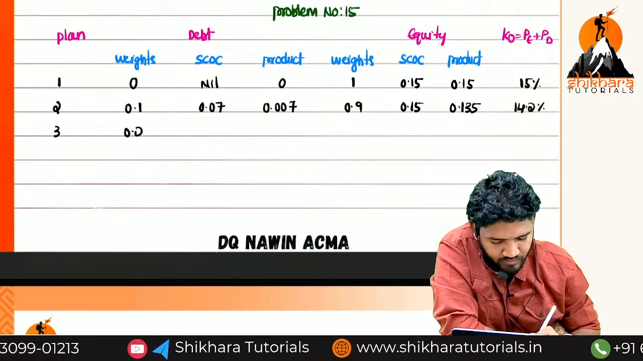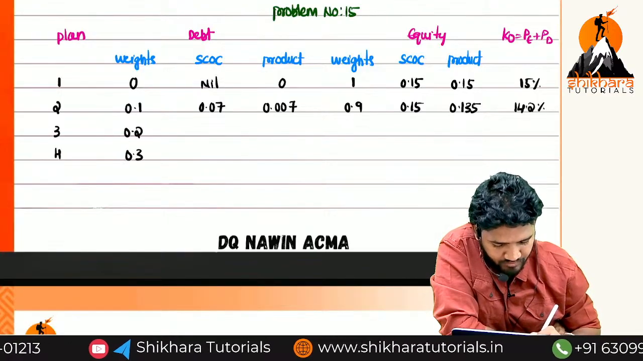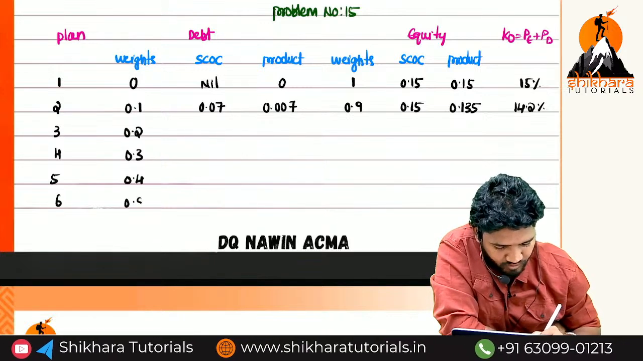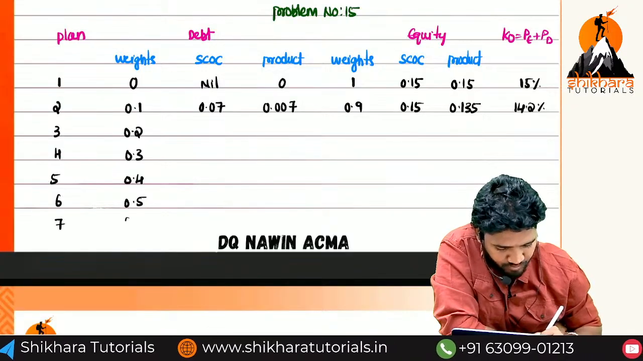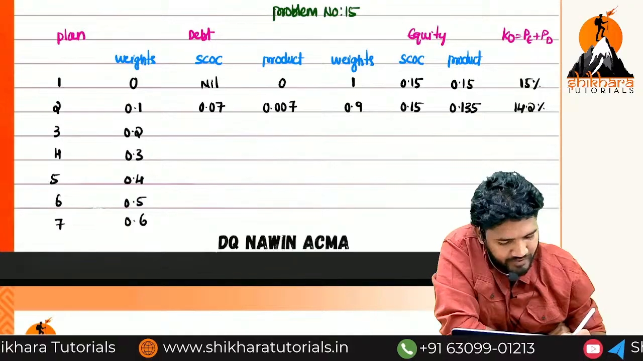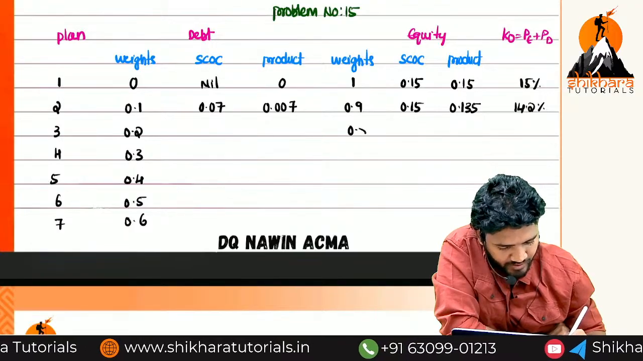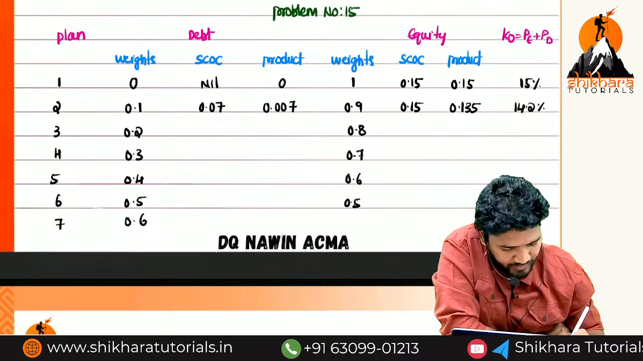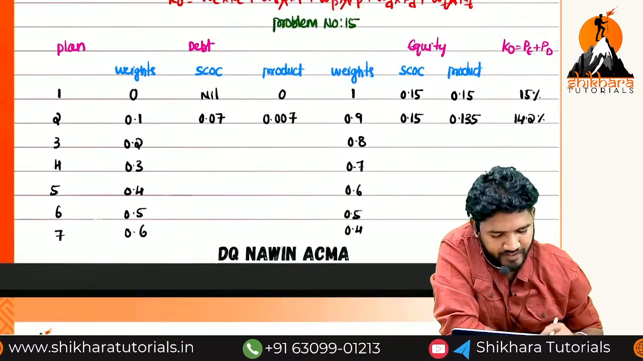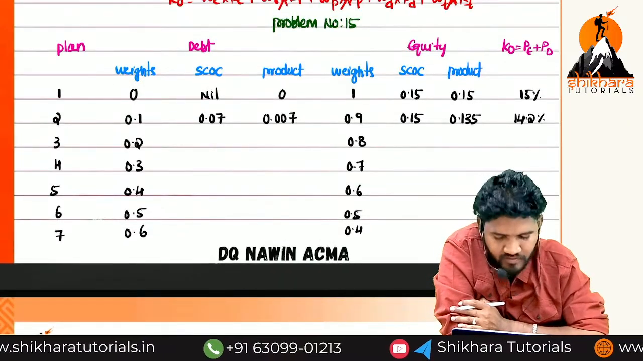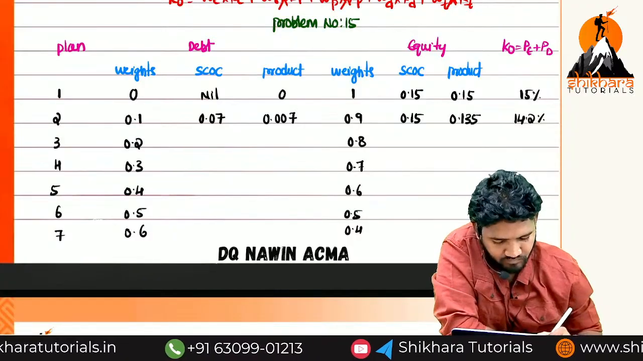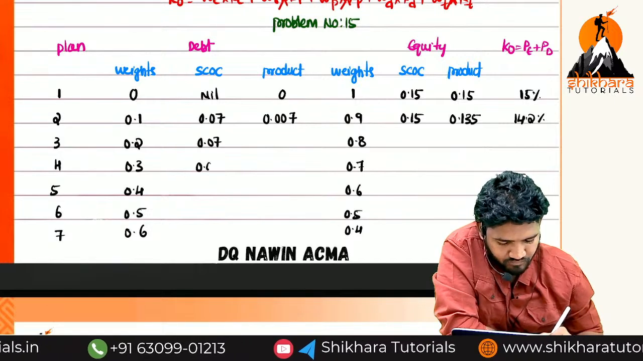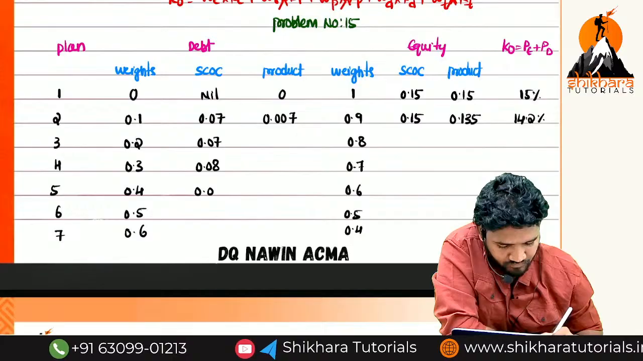What about plan 3? Weight 0.2. Plan 4 0.3. Plan 5 0.4. Plan 6 0.5. Plan 7 0.6. Now what about the weights of equities? 0.8, 0.7, 0.6, 0.5, 0.4. Now tell me the debt rates. Plan 3 KD 0.07. Plan 4, plan 5, plan 6.